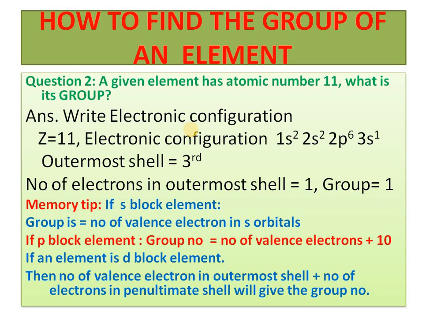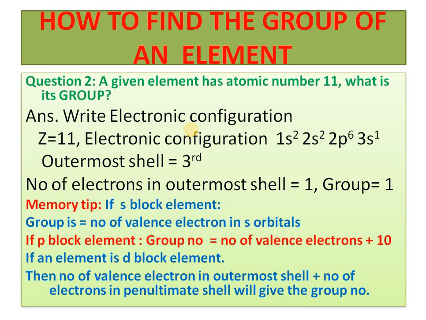What is its group? For finding the group, we have to check which orbital it is filled in, or which block it belongs to. After writing the electronic configuration, we find that the last electron is going to the s orbital. So it means s block element, because the group number will vary as per the block. If an element belongs to s block, you know that s block can have maximum 1 or 2 electrons, so group 1, group 2. The formula is: group number is equal to the number of electrons in the s orbital for an s block element.